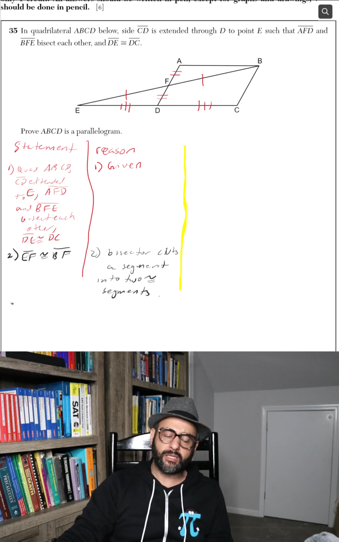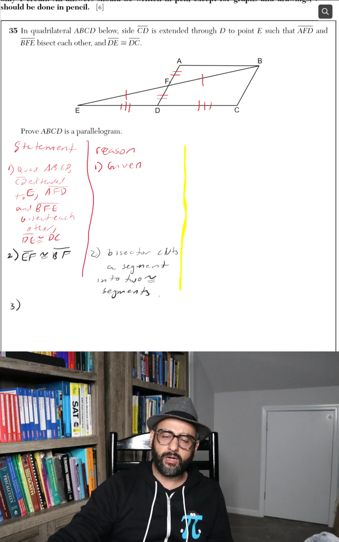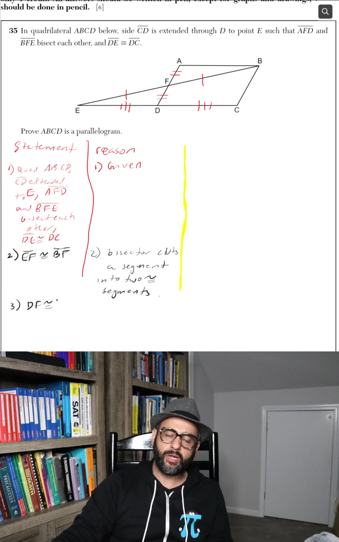And in fact, statement 3 is the same. So I state that FE and FB are congruent, but also FA and FD are congruent. EF and BF, this is fine. The vertices have to be given in order. I'm going to say that DF is congruent to AF for the same reason.